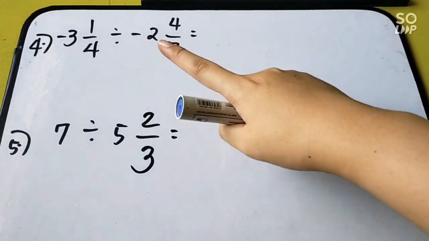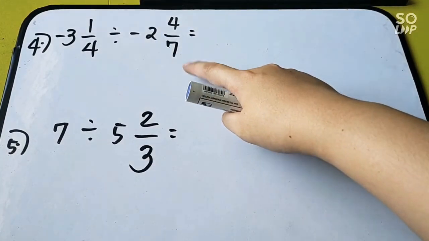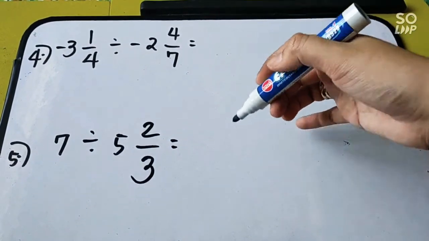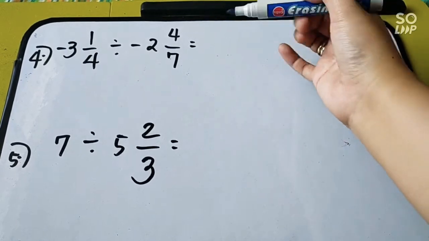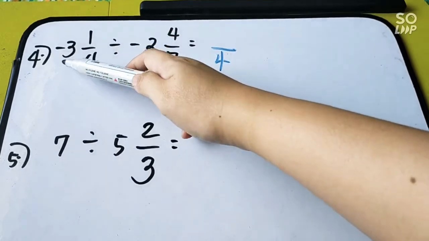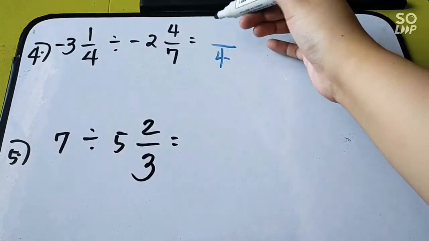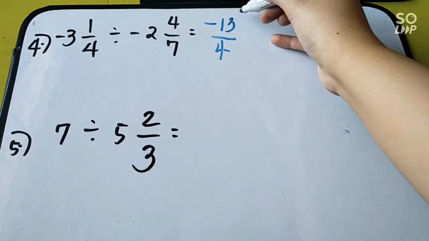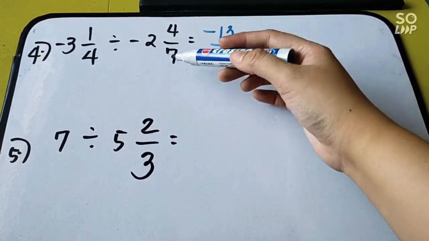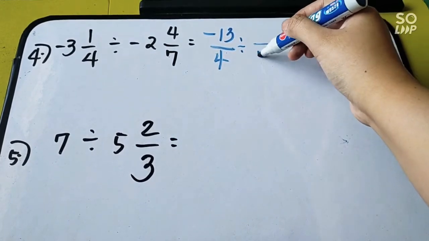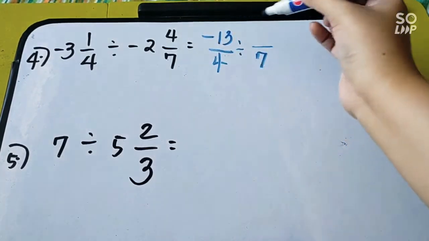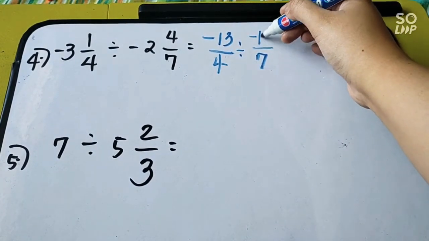Number 4. Negative 3 and 1/4 divided by negative 2 and 4 over 7. So, mixed number again. So, change it into improper fraction. Just copy the denominator. We have here 4. Then, 4 times 3, we have 12. 12 plus 1, we have 13. Negative 13 over 4. Then, divided by, copy the denominator, which is 7. 7 times 2, we have 14. 14 plus 4, the answer is negative 18.